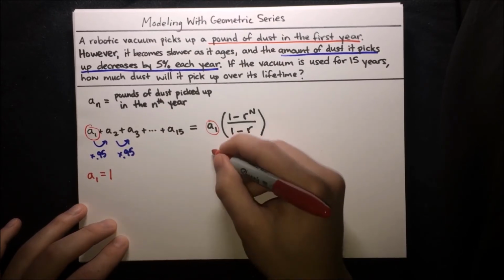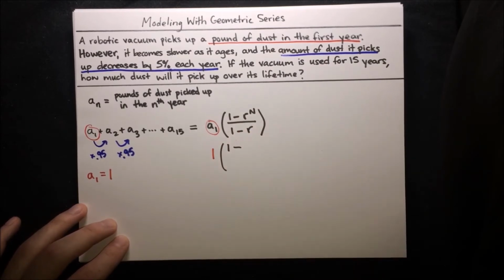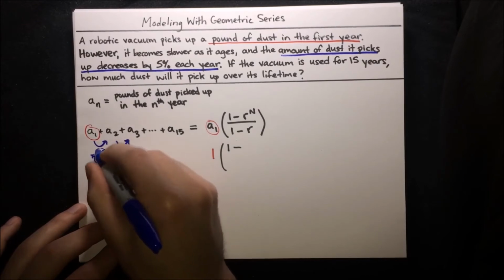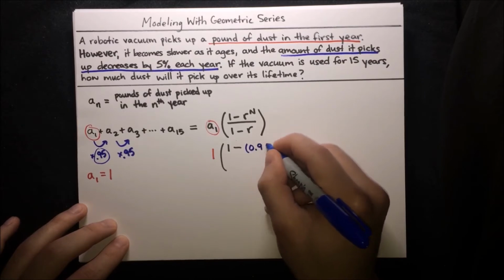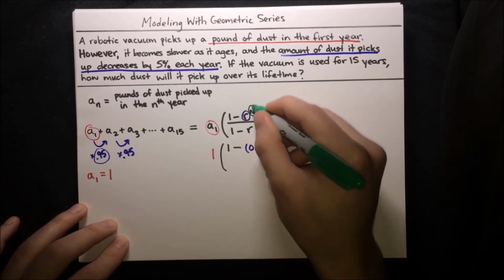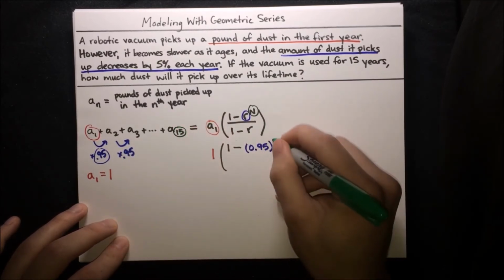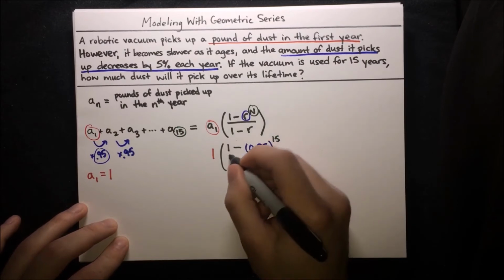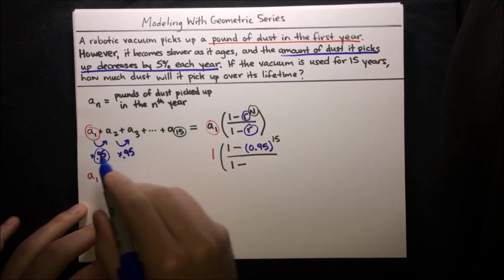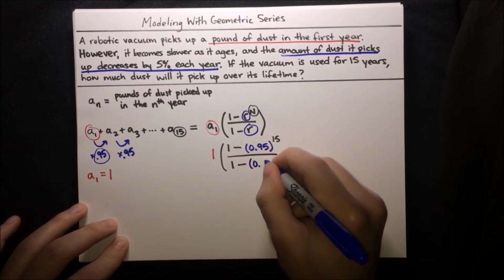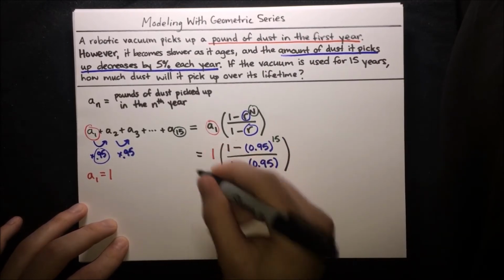So we just go ahead and plug that in. 1 times this quantity, 1 minus r to the n. r we already know, that's just 0.95 because that's what we're multiplying by each time. So 1 minus 0.95 to the power of n. And n is just how many terms we're adding up. That goes up until a15, so n is 15. So we've got that numerator, then the denominator, just 1 minus r. Again, r is just 0.95, so 1 minus 0.95. Close parentheses, and now we just have to go ahead and multiply this.